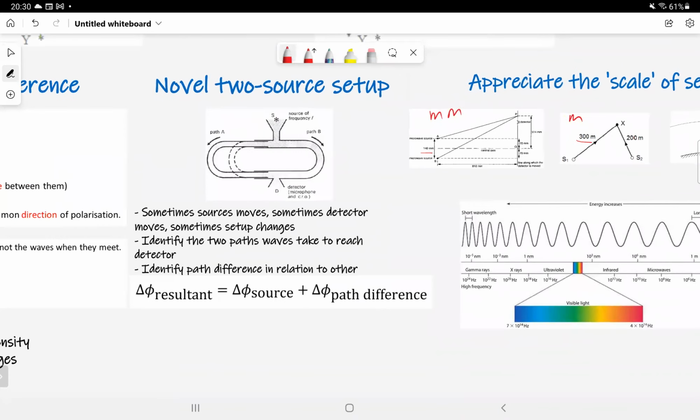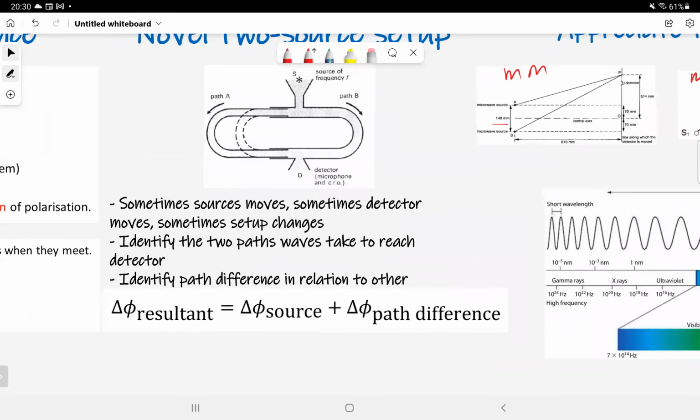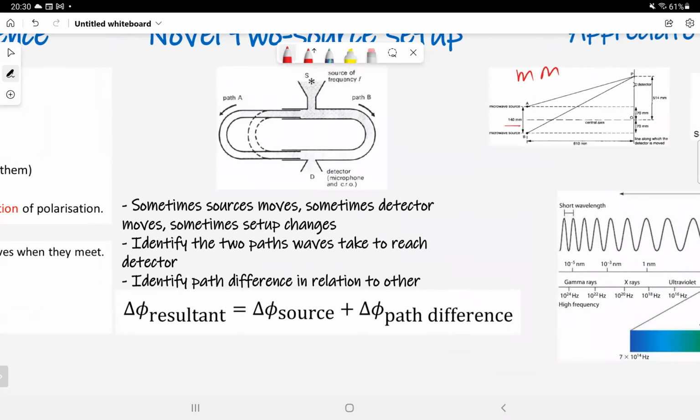Why is it like that? The second variation is the setup could be really, really weird. Sometimes you can't even associate it with a two source kind of situation.